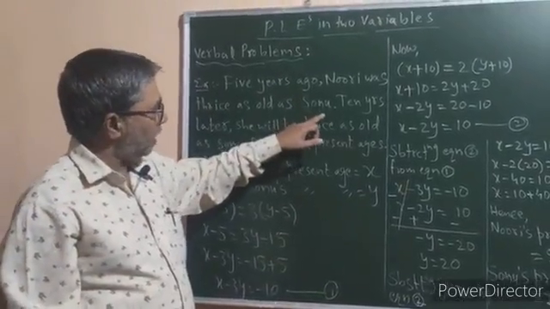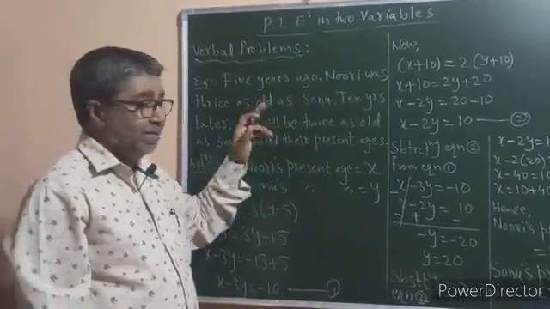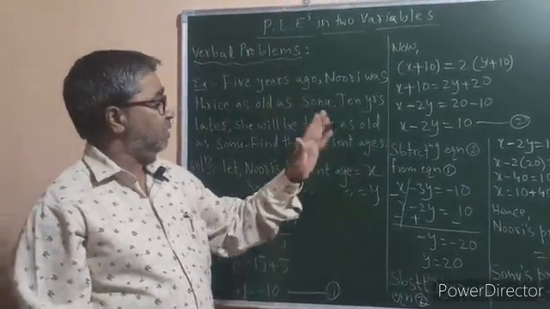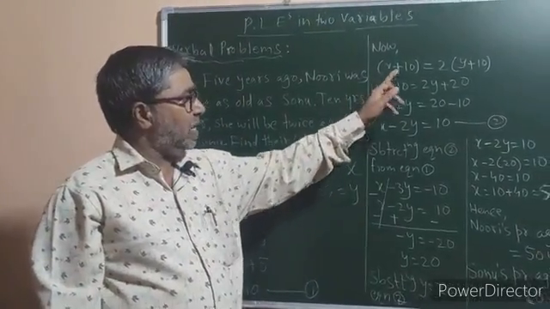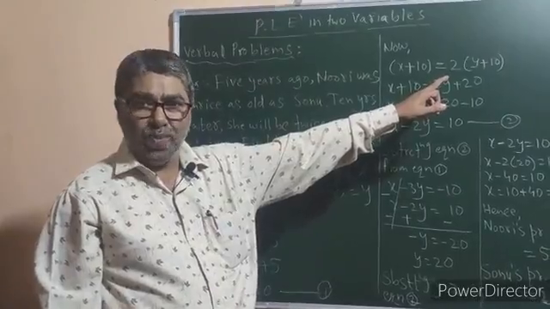Now according to the second condition, 10 years later means after 10 years, Noori's age will be x plus 10 and Sonu's age will be y plus 10.